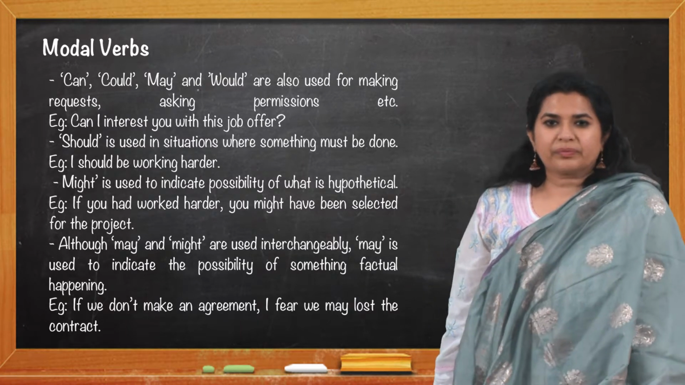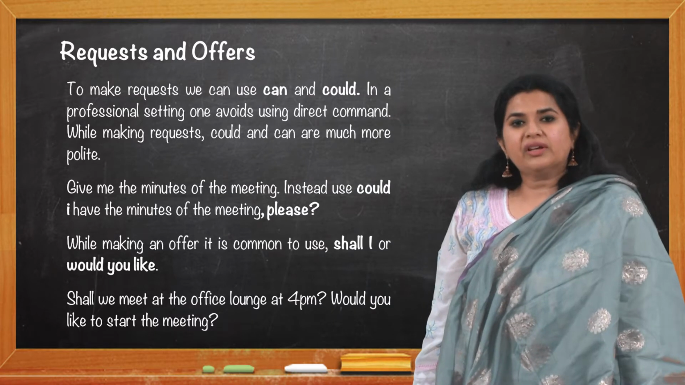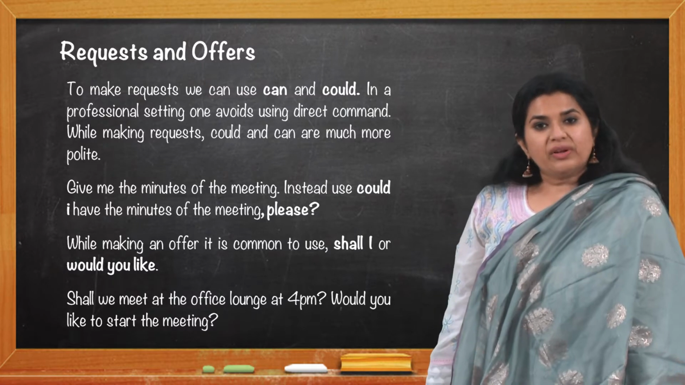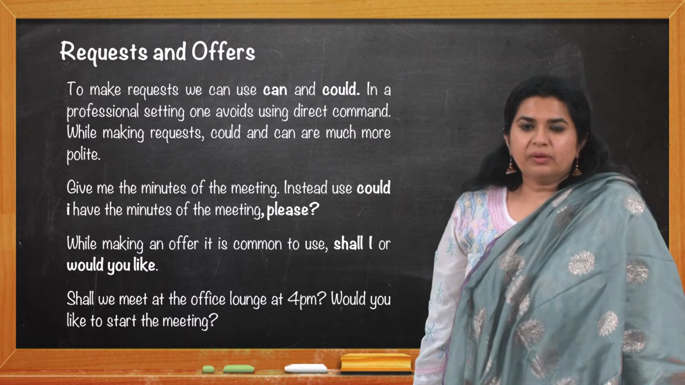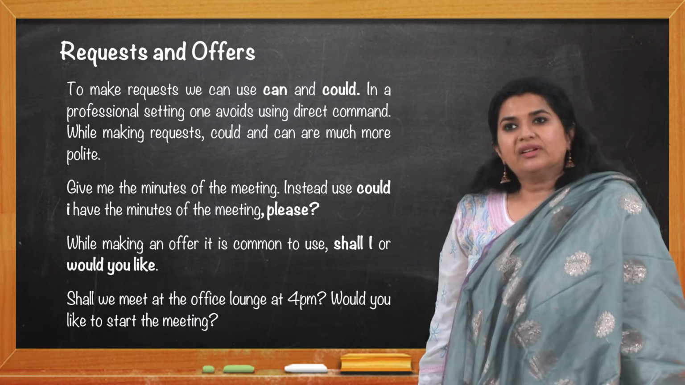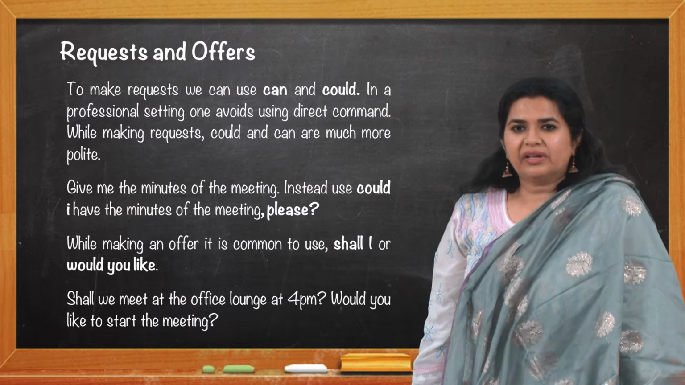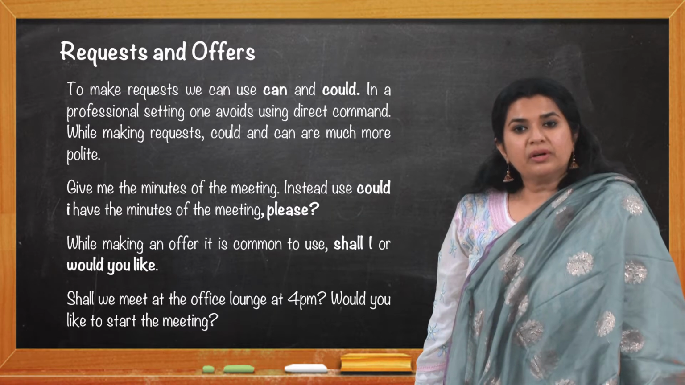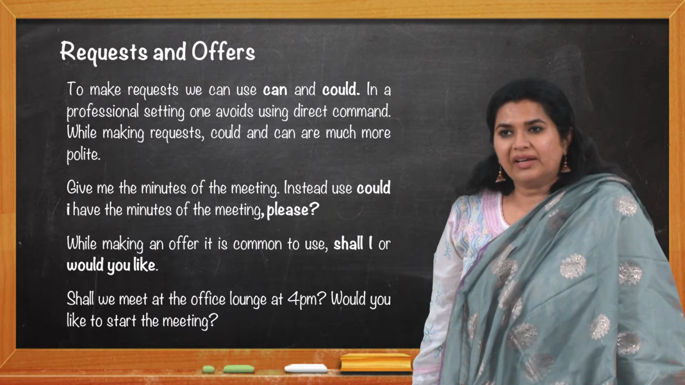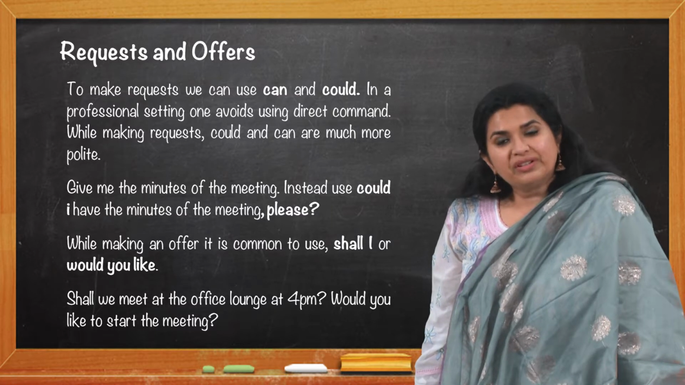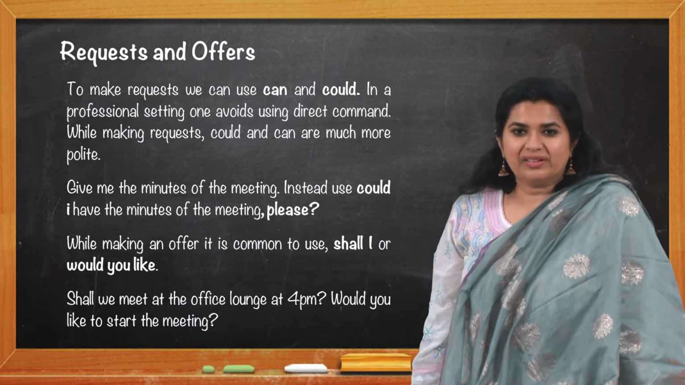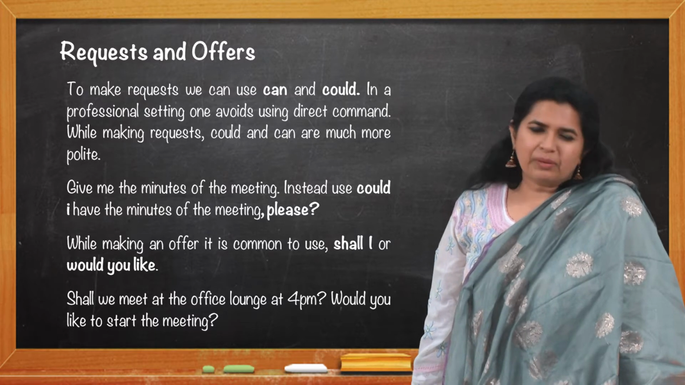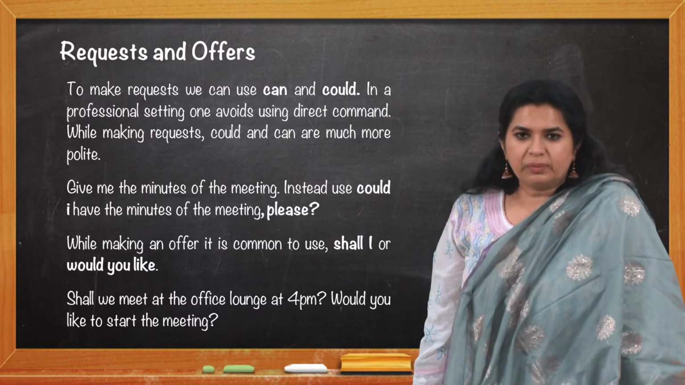It is an example. Now, let us look at the way verbs are used in requests and offers, and how modal verbs are used here. To make requests, we can use can and could. In a professional setting, one avoids using direct commands like, go and do this. Would you be able to do that? That is the correct form. While making requests, remember could and can are much more polite. In business communication, you have to remember, may I use this? Although for most of us, this may appear perhaps an unnatural way of speaking.